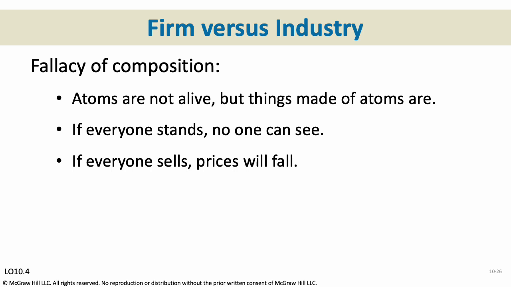So what about firms versus the industry? The fallacy of composition is a logical pitfall that gets made when one assumes what is true for an individual is true of a group, and this is not necessarily true. We can look at three examples.